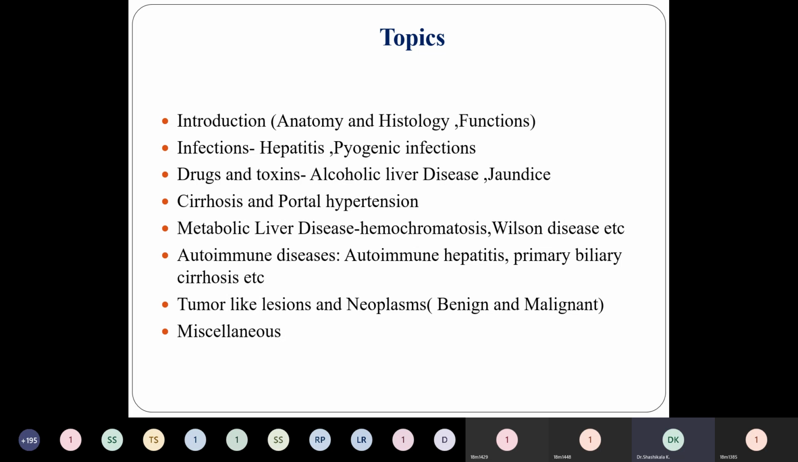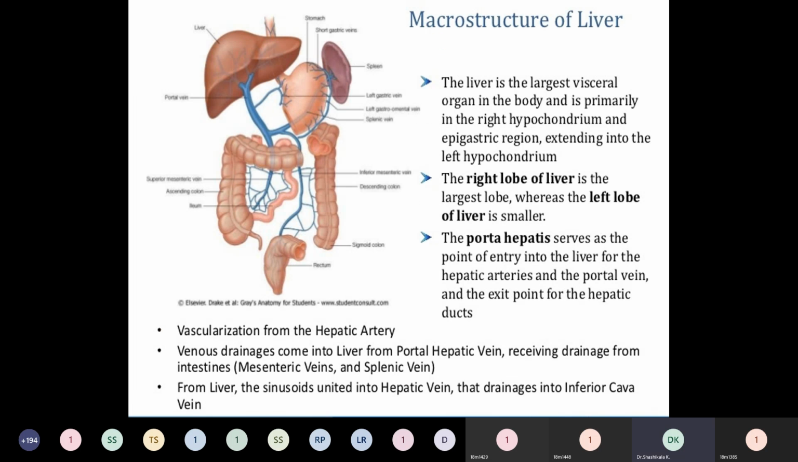Then infectious pathology, that is hepatitis, some of the pyogenic infections, and some drugs and toxins like alcoholic liver disease, jaundice, then cirrhosis and portal hypertension. Some of the metabolic liver diseases are hemochromatosis, Wilson's disease, then autoimmune diseases, autoimmune hepatitis, primary biliary cirrhosis, and tumor and tumor-like lesions. So to start up, let's revise the gross as well as the microscopic features of the liver.